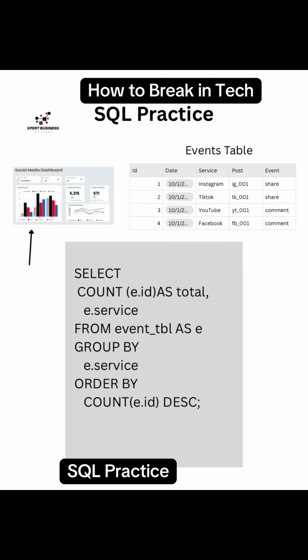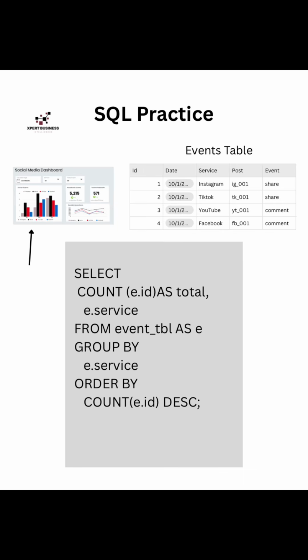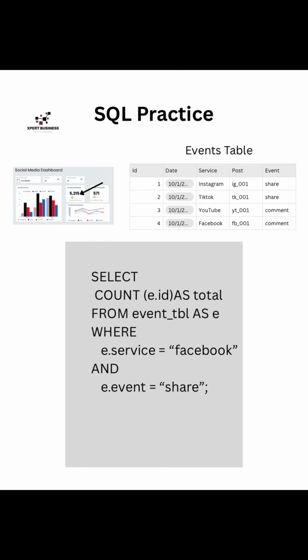Now let's say we wanted to create the other chart, our bar chart. We would need to count each time an event occurred and group it by the service. That's an example of the syntax. What about our first card where we want a total count of the number of shares from Facebook? This is what that syntax might look like to just count that specific. You'll notice we need to use our where clause so that we can filter our data.